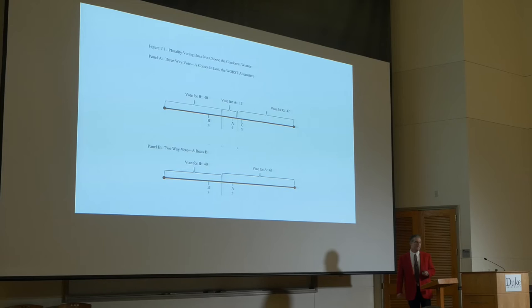In a plurality rule election, the centrist candidate can never win if there's more than two candidates, even if preferences are single-peaked. So the median voter theorem only applies if there's two candidates. The median voter theorem doesn't work if there's more than two candidates.